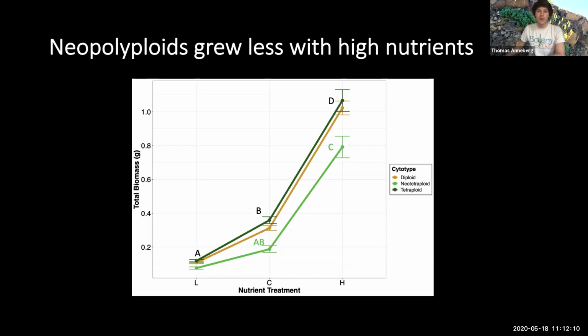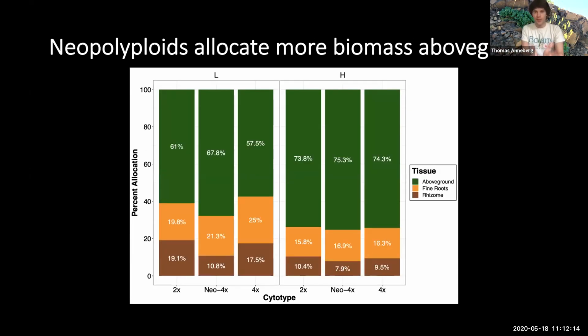And the relative allocation to different biomass structures. So this is a stack bar graph of the 3 biomass structures we looked at. We looked at above ground mass, fine roots, and rhizome. And then we have 2 panels. We have our low nutrients on the left and our high nutrients on the right. I took out the control treatment because the low and the control nutrient treatment elicited the plants to have a similar allocation strategy. So the low and control looked about the same.